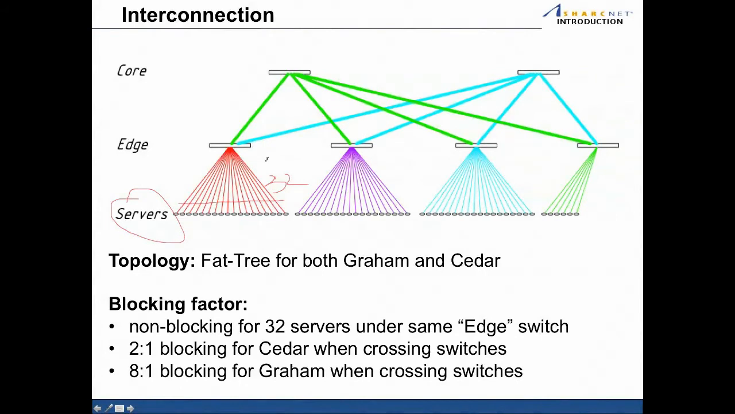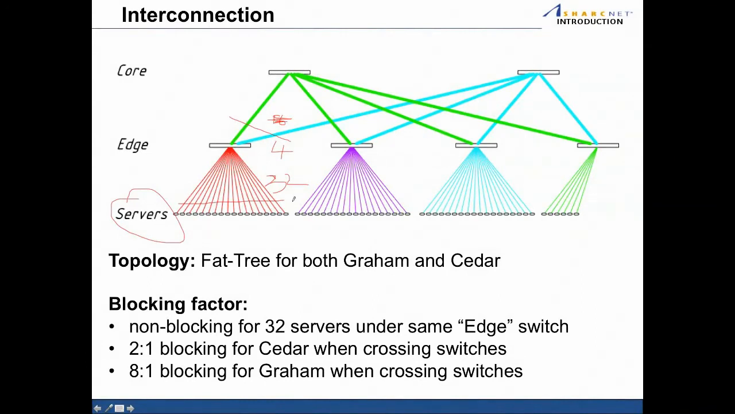So 32 servers under the same switch. That means on both Graham and Cedar, if you train your neural network on 32 nodes under the same switch, then they have non-blocking communication. If you go across these edge switches on Cedar, then you have 16 uplinks. That means 2 nodes share one uplink to other leaf switches, so your total bandwidth will be reduced by half. On Graham, things get worse: you only have 4 uplinks to other nodes. That means you only have 1 out of 8 of the total bandwidth.